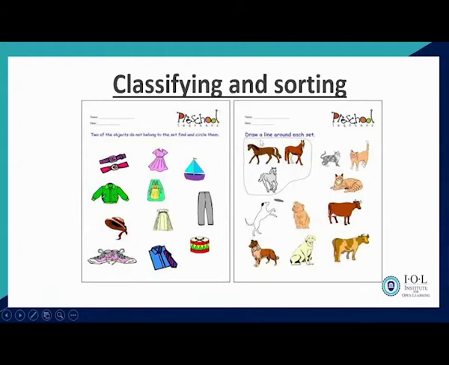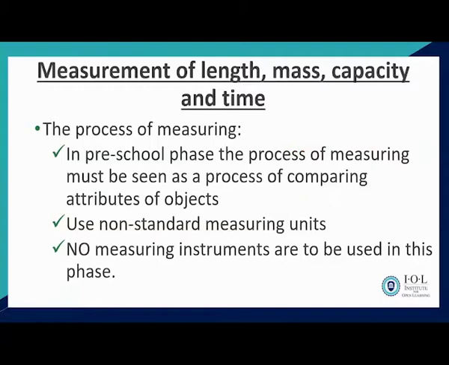Another one is draw a line around each set. As you can see, those are horses, these are dogs, cats, and whatever, cows. So you sort them, you put them separately. Whatever belongs together, we put together and separate from the others.